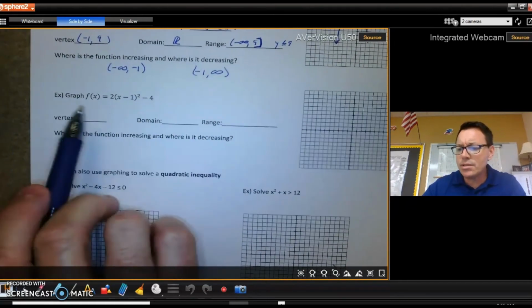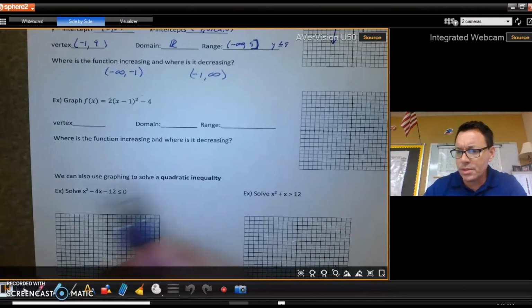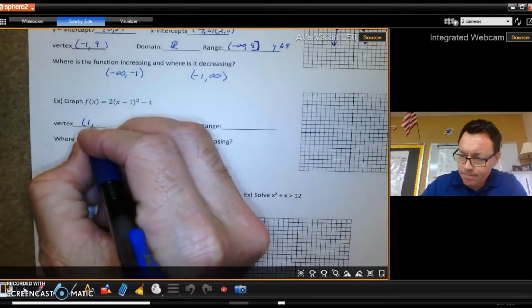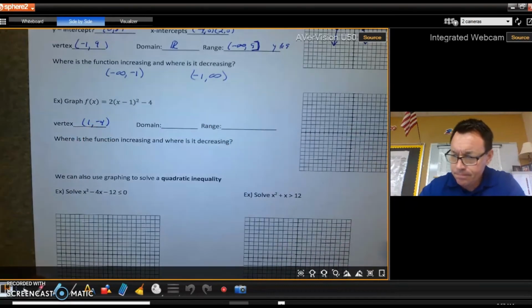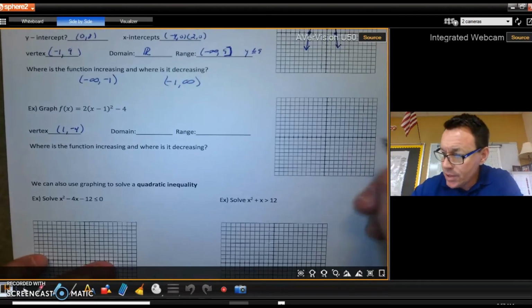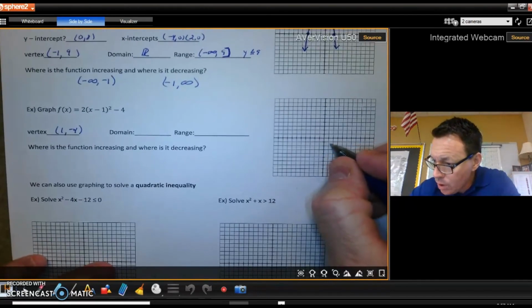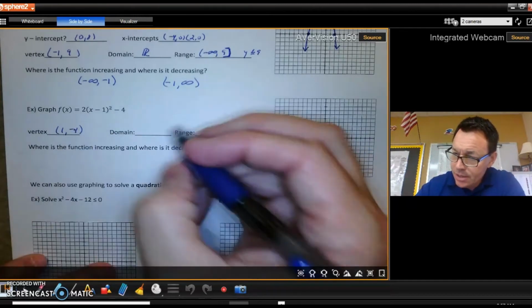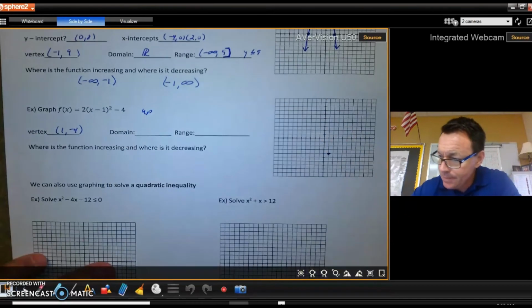Next example is in vertex form. So let's see what this tells us. So the vertex is at positive 1, negative 4. And that's really all we have. We know the vertex is at 1, 1, 2, 3, 4. There's my vertex. We know that that 2 right there means that this graph opens up.